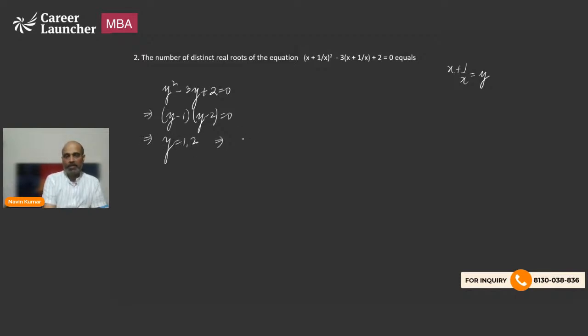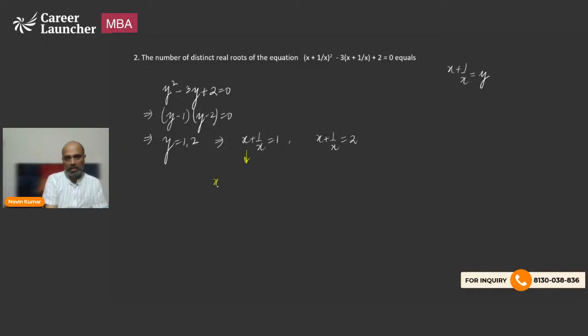That implies we can have x plus 1 by x is equal to 1, or we can have x plus 1 by x is equal to 2. Now, any number in this world plus its reciprocal can never be equal to 1. If you know that, you will save a lot of time here. Suppose we don't know that, so we will have to solve this.